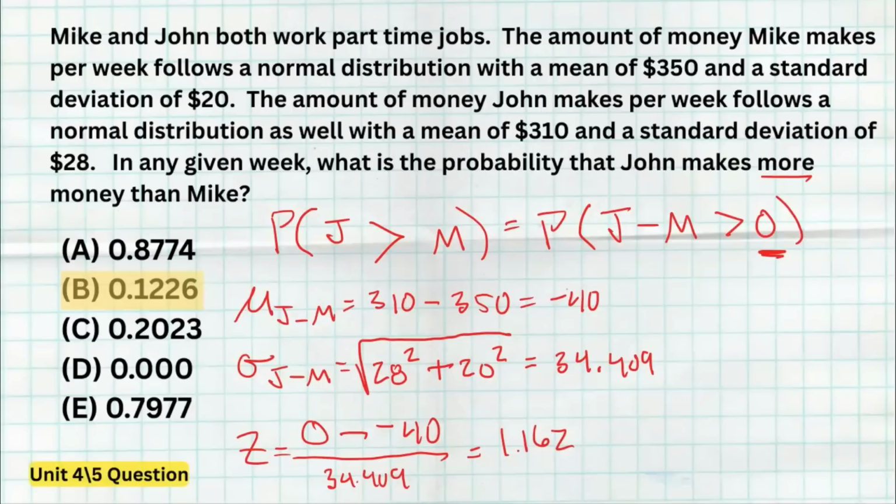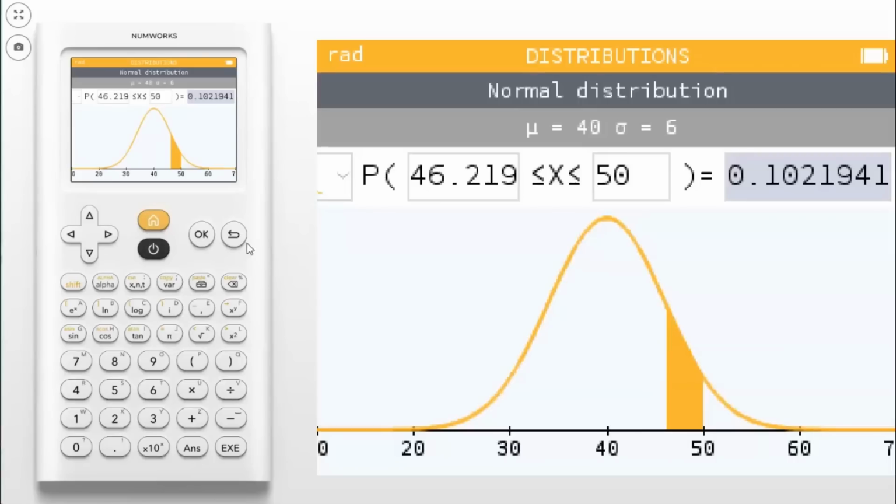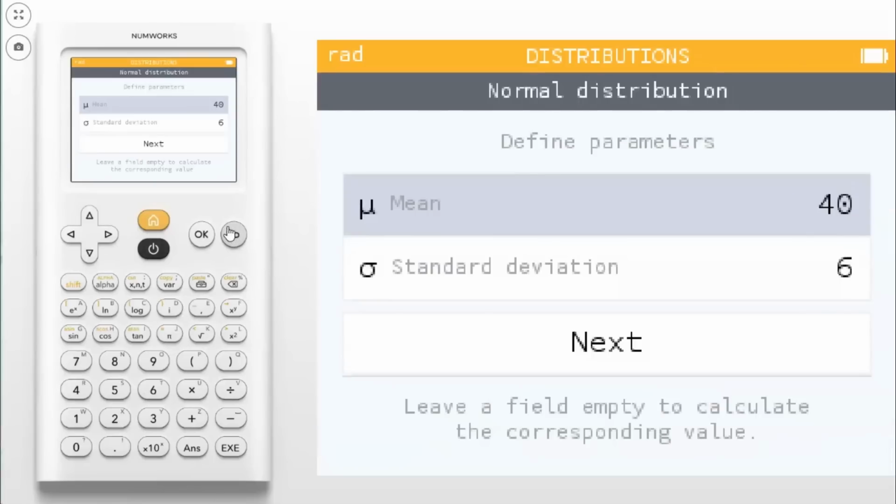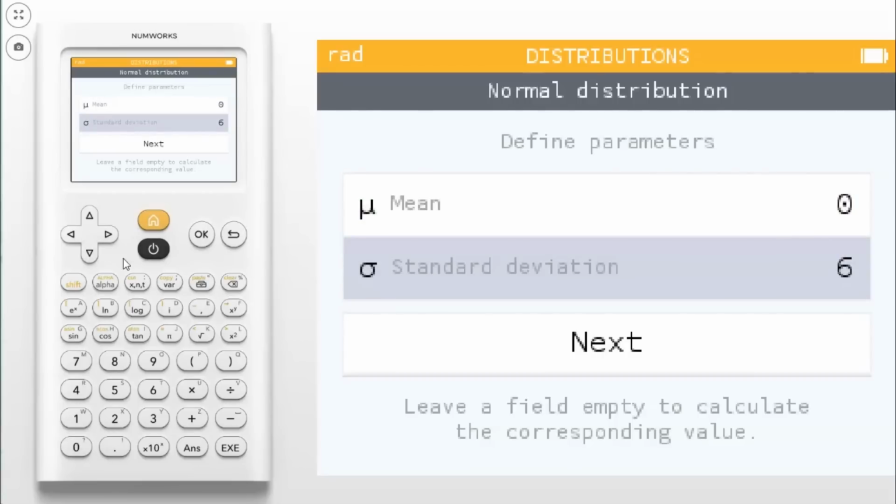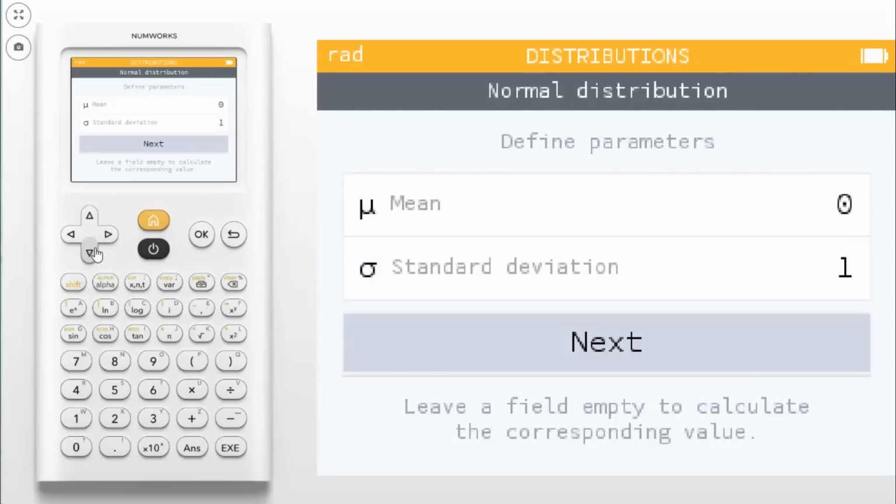So now I'm going to go to my normal distribution here on my TI-84 calculator. I do have to go back. Oh, excuse me, this is on my Numerics calculator. Boy, I'm off today. So I am going to go back. And because I'm working with z-scores, now I'm going to change the mean to 0 and the standard deviation to 1. And I'm going to go next.